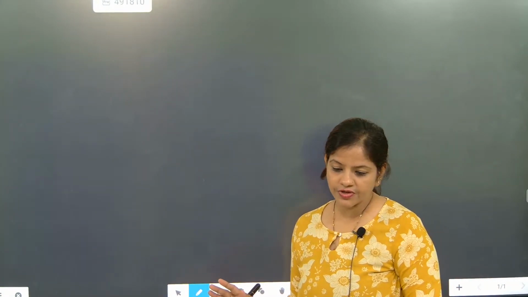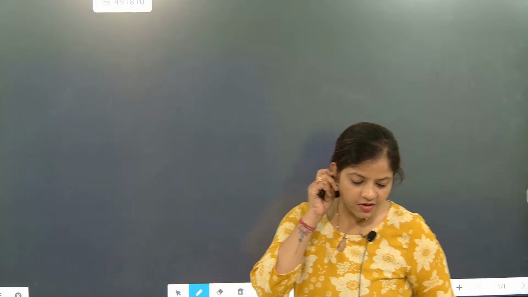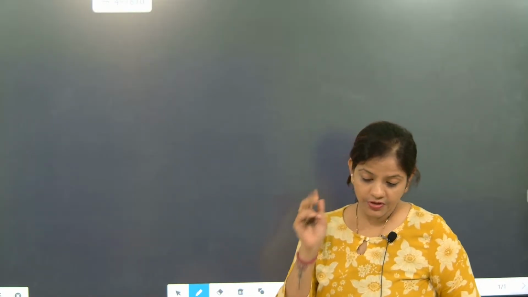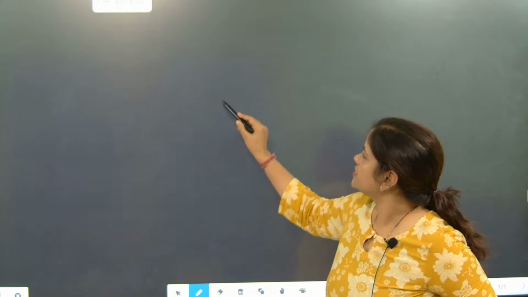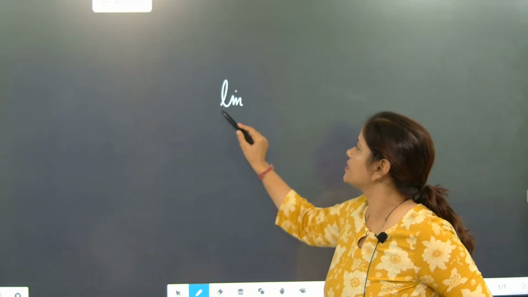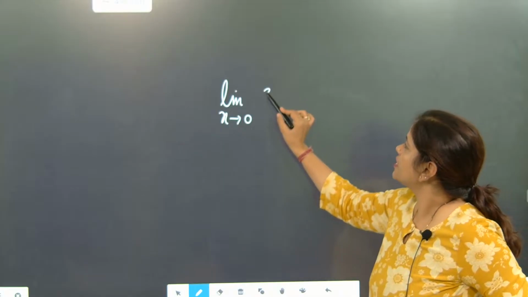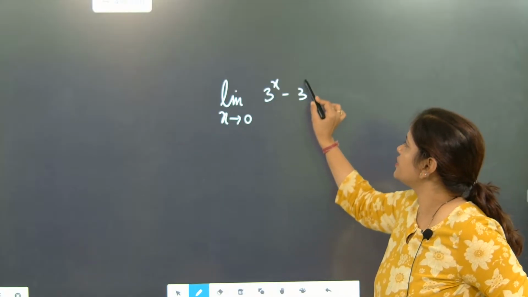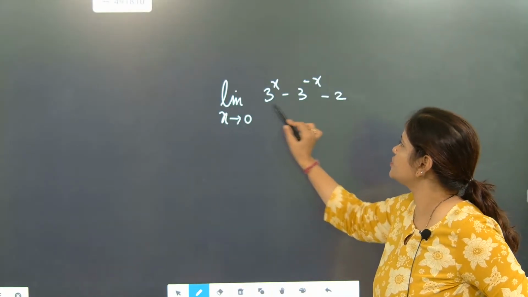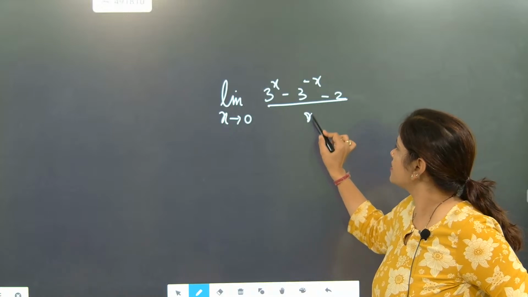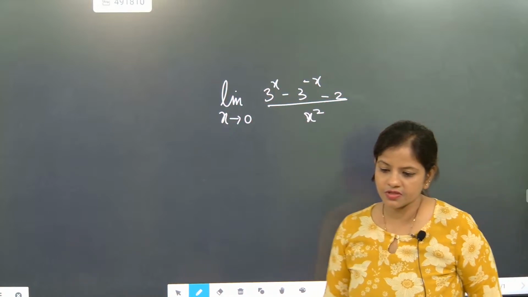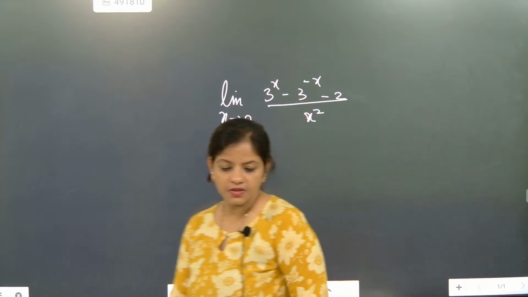Try solving this question. One critical question I am giving you. Let's see how you are going to handle this question. This is limit x tends to 0. Here 0 is only there, beta. (e to the power x minus 3 to the power minus x minus 2) by x square. Let's see how you are going to handle this question. Try this question out.